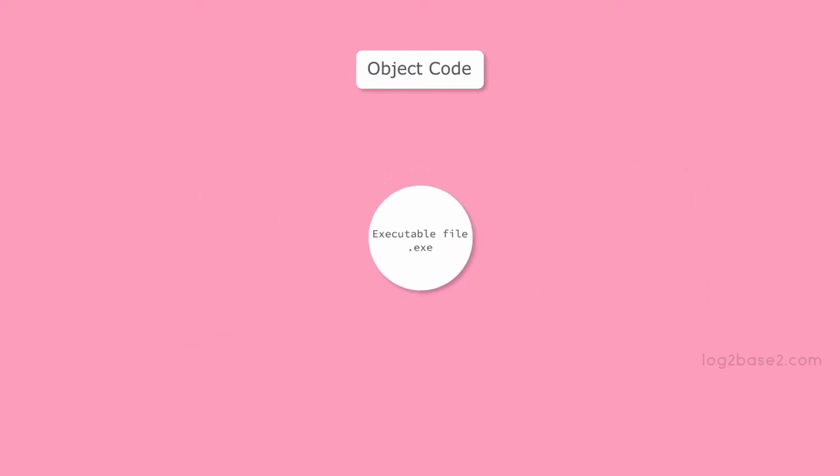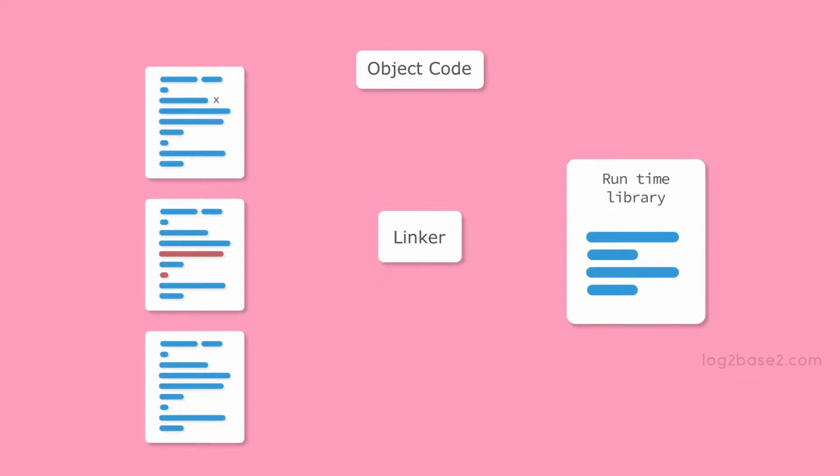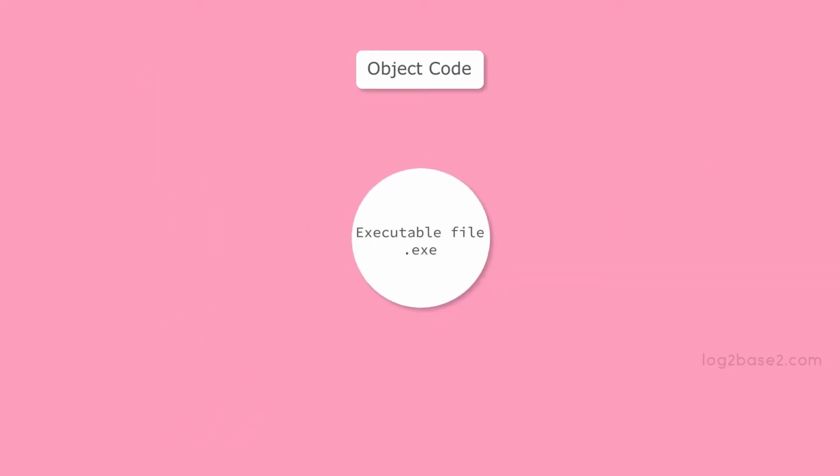Now suppose the compilation process generates multiple object files. Maybe an unresolved symbol from an object file might reside in another object file. See an example, unresolved symbol X in second object file resides in first object file. Here, the linker will resolve X by linking it with the first object file. Similarly, it will also link the actual implementation of printf function from the runtime library. Finally, the linker will combine all the object files and generates a single executable file.